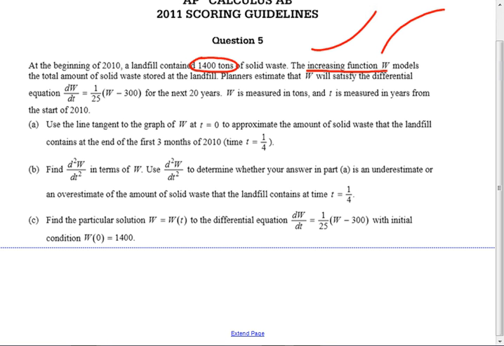The increasing function models the total amount of solid waste stored at the landfill. And there's your differential equation that's valid for 20 years. Now, I don't know how valid it really is. I think they do try to get realistic models. W is measured in tons. T is measured in years. Now, they don't ask anywhere for units, so we're okay. I can kind of ignore that if I want.